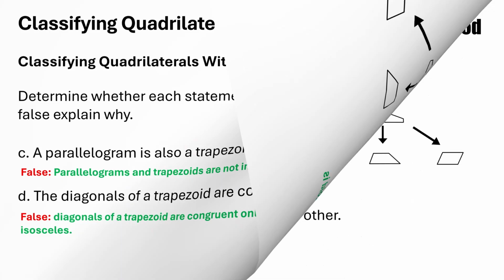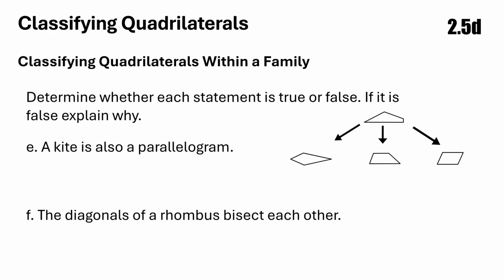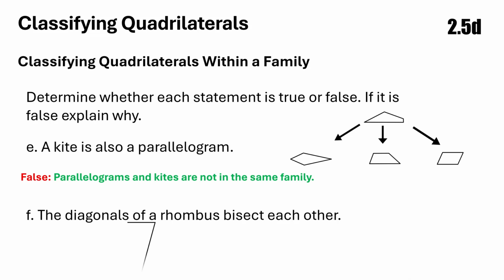Part E is false. Parallelograms and kites are not in the same family. Recall that kites have adjacent congruent sides and not parallel sides. Parallelograms, however, have opposite congruent sides and two pairs of opposite parallel sides. Part F is true because the diagonals do bisect each other.